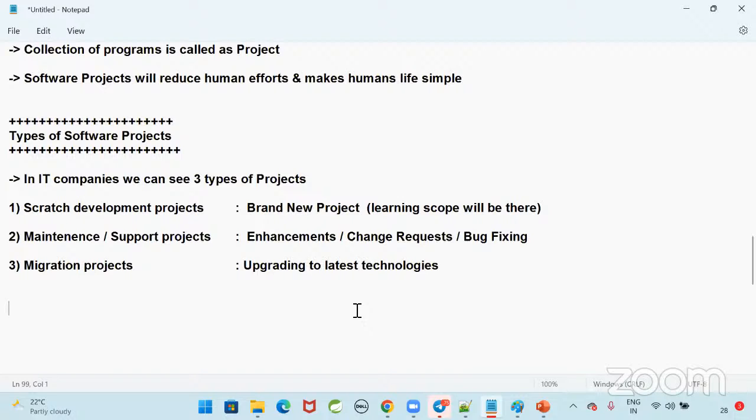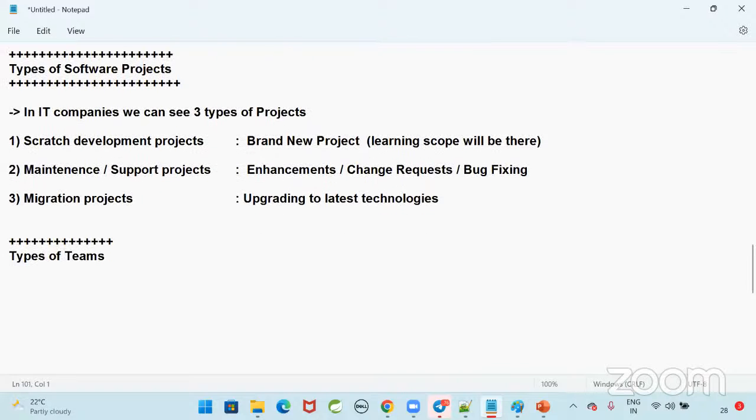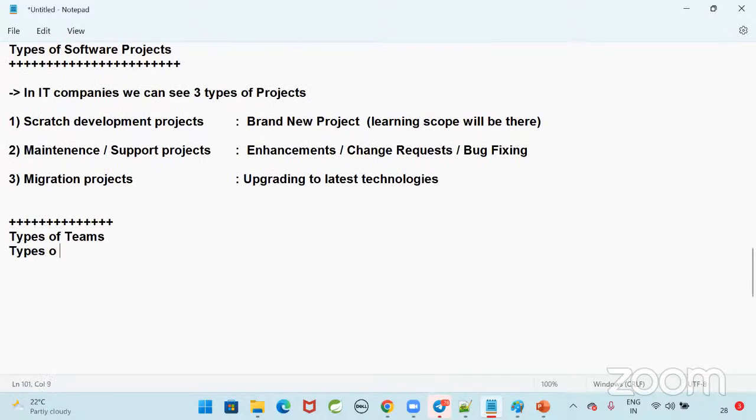Okay. Very good. So tomorrow I'm going to talk about types of teams. There is a concept called onshore team and offshore team, and I need to talk about types of teams and the types of jobs in IT.